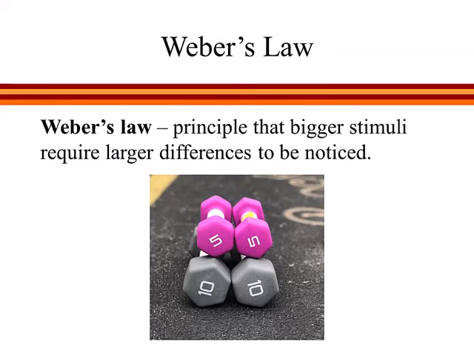As an example, imagine picking up a 5-pound weight and a 10-pound weight. It's probably pretty easy to tell that these two weights are different. The 10-pound weight is twice as heavy, after all. Now imagine picking up a 50-pound weight and a 55-pound weight. The 55-pound weight is still heavier by 5 pounds, but now you might have a harder time distinguishing which one is heavier. They both probably just feel really heavy.